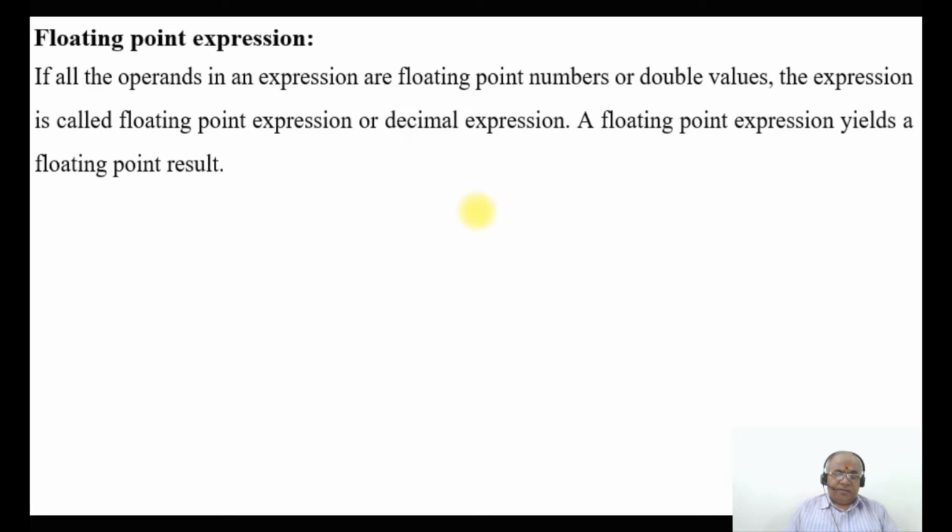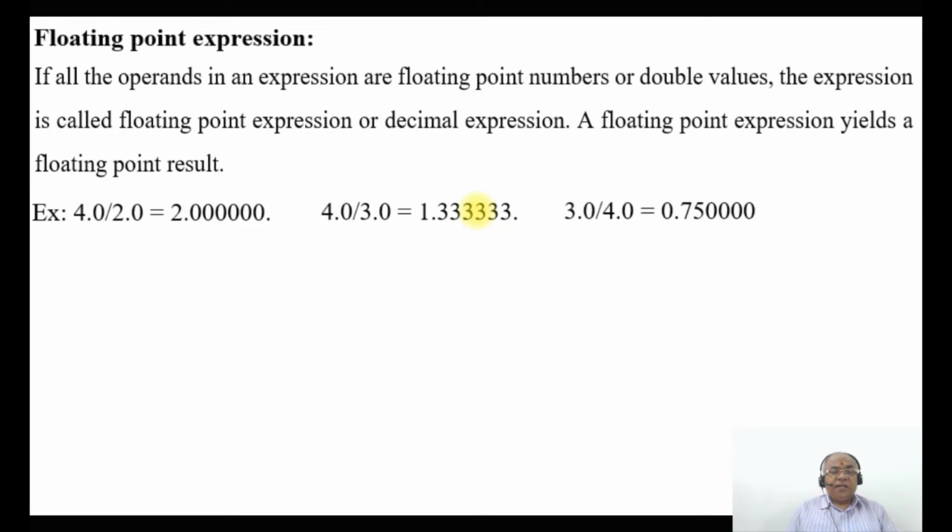Next, we have the floating point expression. If all the operands in an expression are floating point numbers or double values, the expression is called a floating point expression or decimal expression. A floating point expression yields a floating point result. Suppose you consider the example of 4.0 by 2.0, then you are going to get 2 point followed by 6 zeros. So the float by float is always a float. 4.0 by 3.0 will give you 1 point followed by 6 digits. Similarly, 3.0 divided by 4.0 will give you 0.75 followed by 4 zeros.